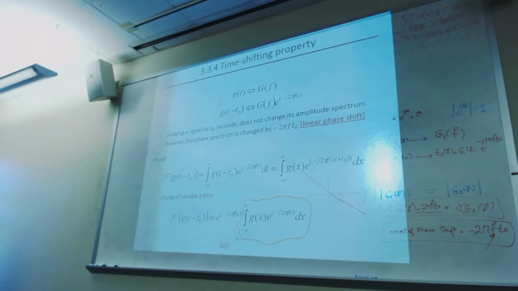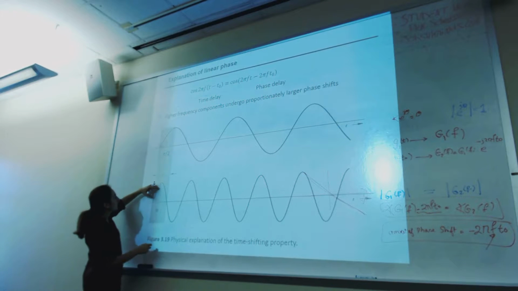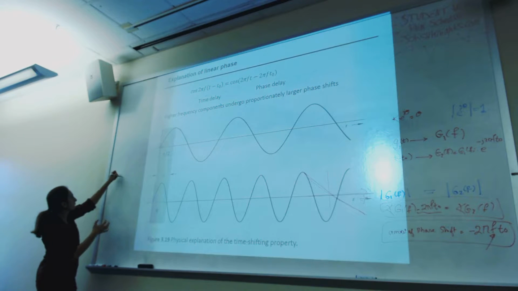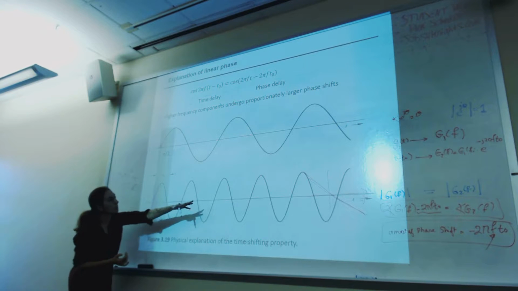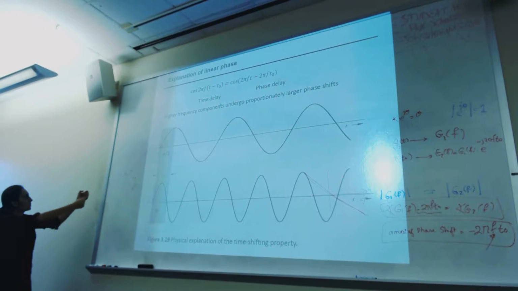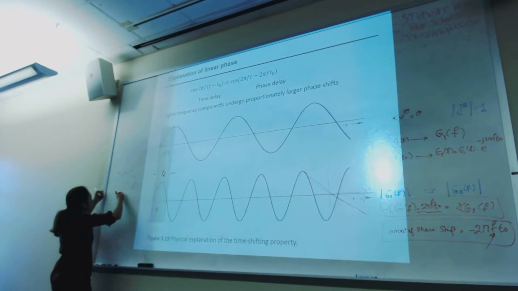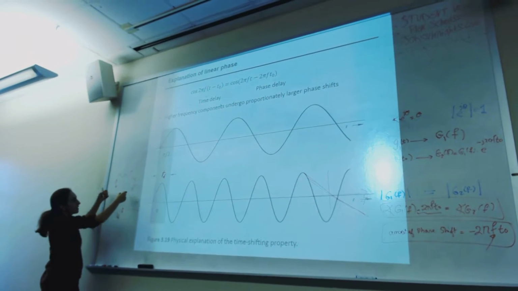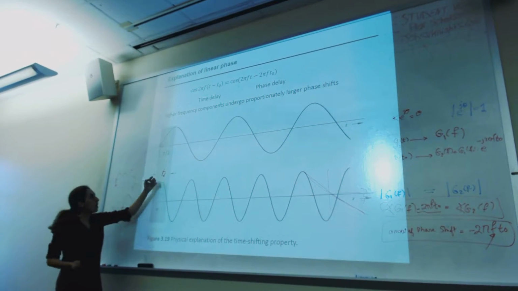Okay, so now let's look at this example. Let's say I have a signal g of t, which has these two frequency components. The original signal has this sine, this frequency, and another sine, this frequency, etc. Now, if I shift the whole thing by t naught, it means that I have to shift this one by t naught and also this one by t naught. But look at this.